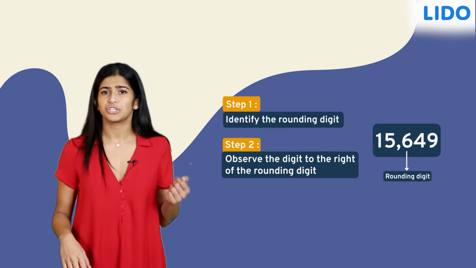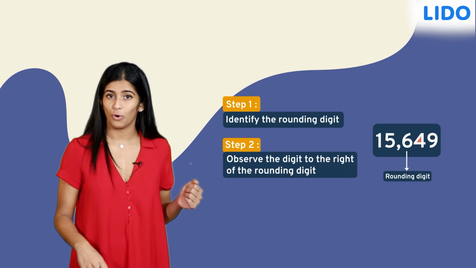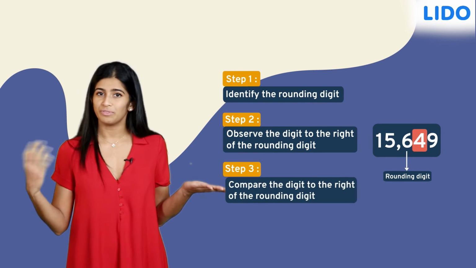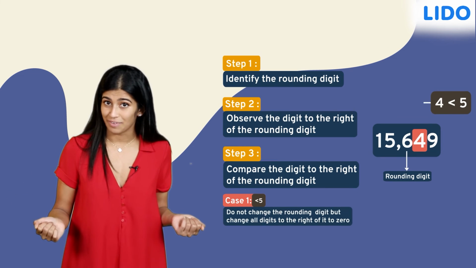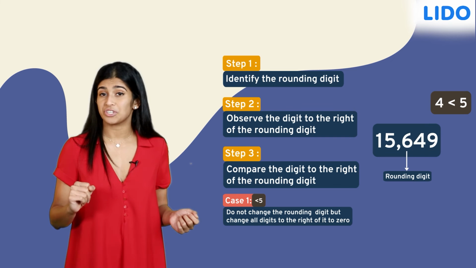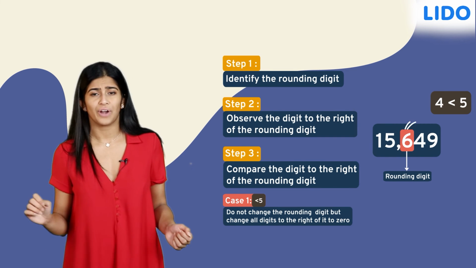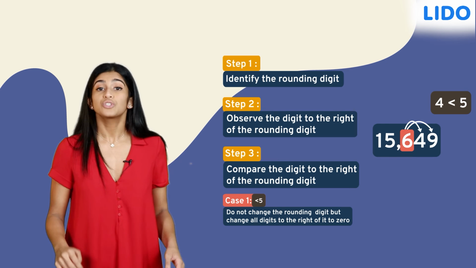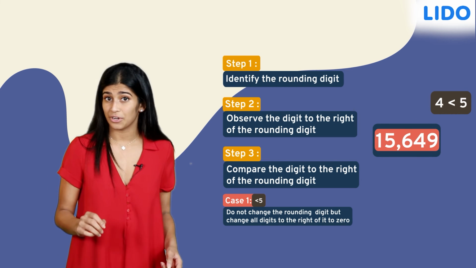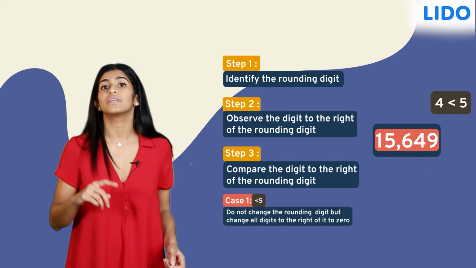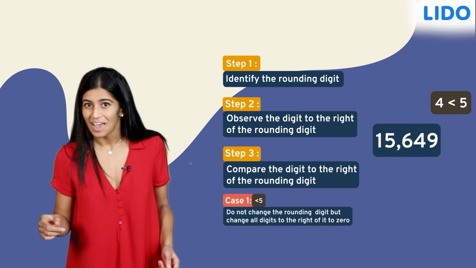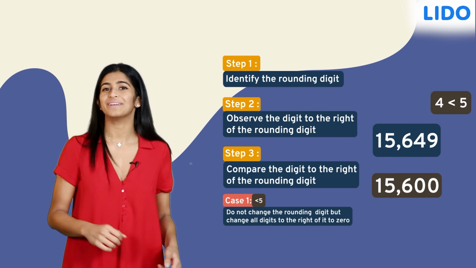Next, we'll look at the digit to the right of the rounding digit, which is 4. Let's compare 4 with 5. 4 is less than 5. So we keep the rounding digit, that is 6, unchanged and change all the digits to the right of it to 0. So 15,649 rounded off to the nearest hundreds is 15,600. We can use the same rules to round off a number to the nearest thousand, 10,000 or lakh.